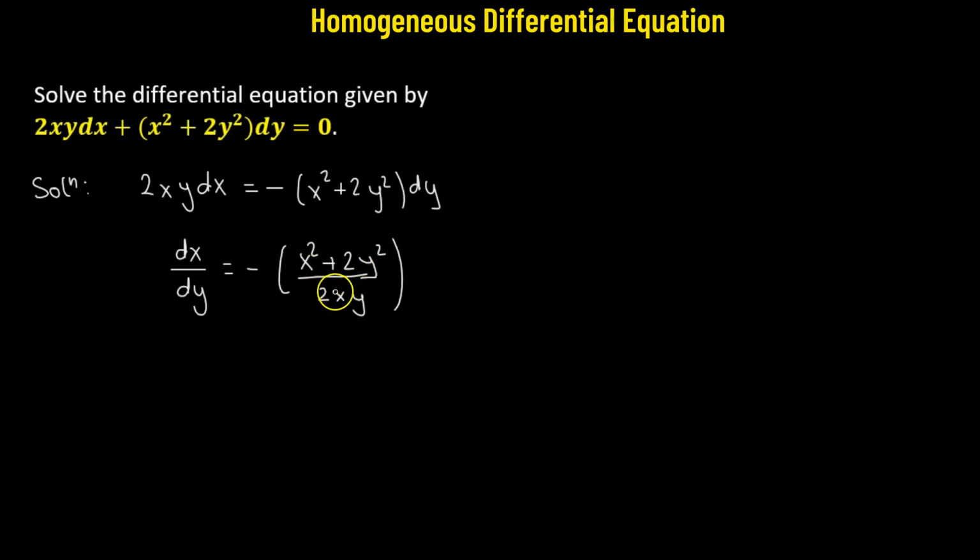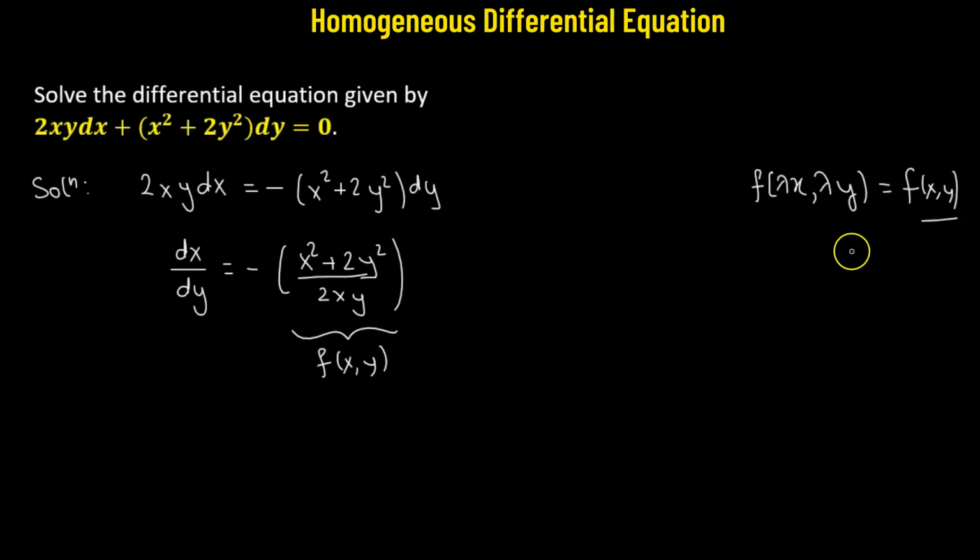The term on the right hand side, if we consider it as the function f of x comma y, here we are going to make a substitution. Substitute the value of x with lambda times x and y with lambda times y. In doing so, if we obtain the function back, then we say that our function f of x comma y is a homogeneous function. Because the function f is homogeneous, this is a homogeneous differential equation.